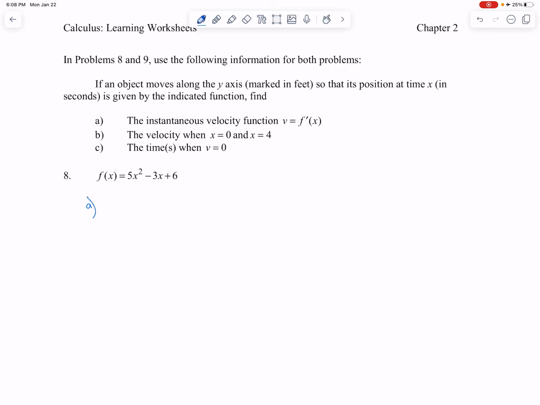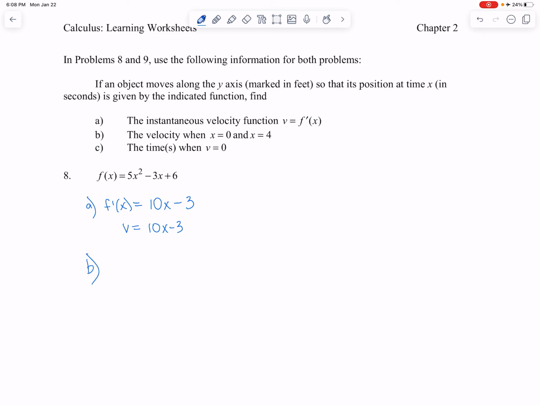We want the instantaneous velocity, our f prime. So we have f of x equals 5x squared minus 3x plus 6. So let's find f prime. Take our first derivative. So 5 times 2, 10x. Derivative of 3x is 3, and derivative of 6 is 0. So f prime, or what they are calling v, equals 10x minus 3. Part B.